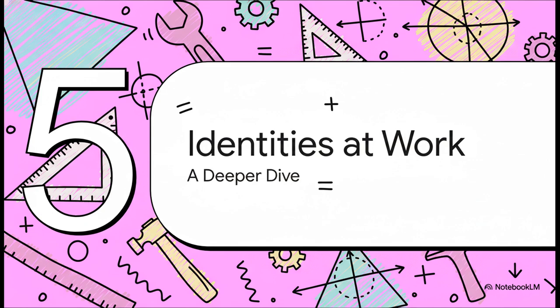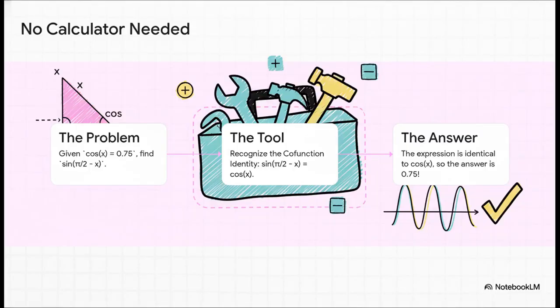Okay, so these tools are amazing for cleaning up messy fractions, but that's not all they're good for. They can also give us these really elegant shortcuts to find values without even touching a calculator. Check this out. If I tell you that cosine of some angle x is 0.75, and then I ask you for sine of pi over 2 minus x, you don't need to find the angle. You just have to recognize the pattern.